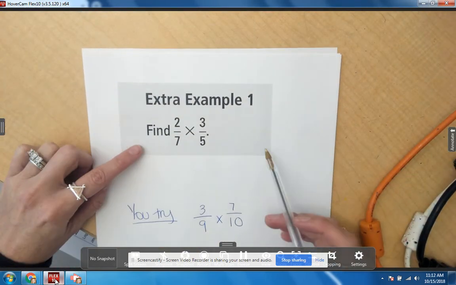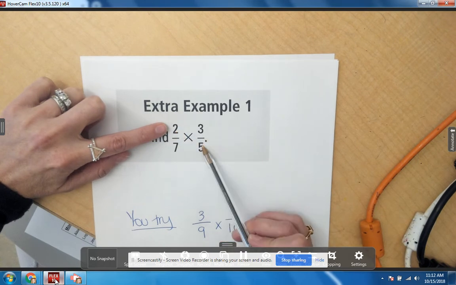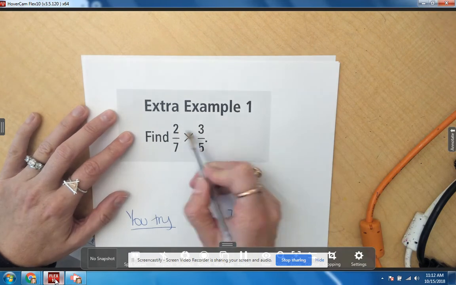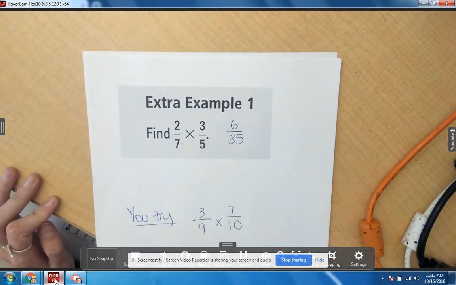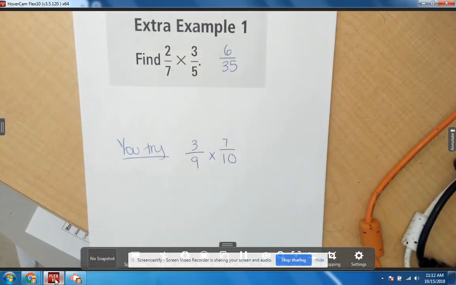Okay, here's another one I'm going to try. I want to check to see if I can cross cancel. There's nothing I could divide these by. Look the other way, nothing I could divide them by, so multiply right across. 2 times 3 is 6, 7 times 5 is 35. It's in simplest form. I want you to pause the video and you write this one out in the back of your notes and try this one as well.